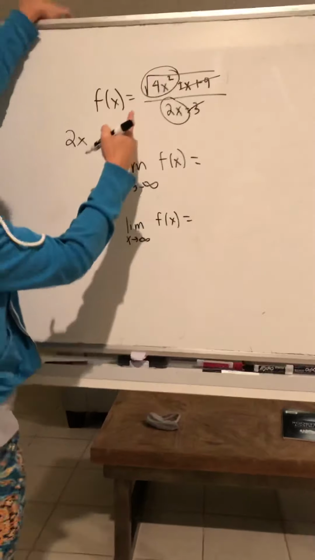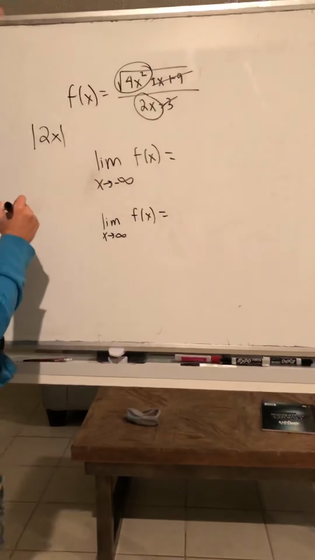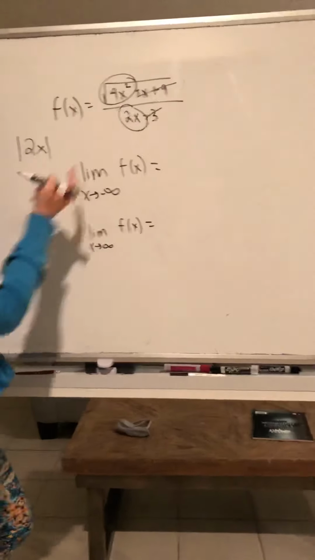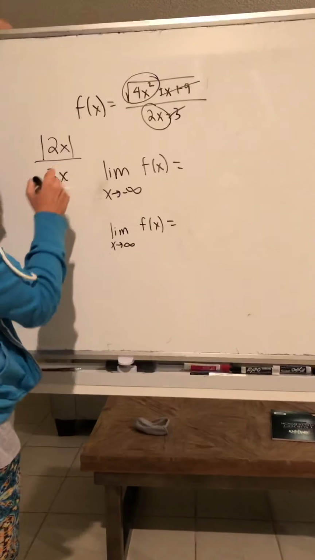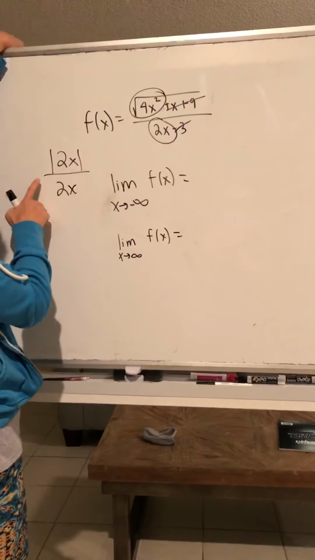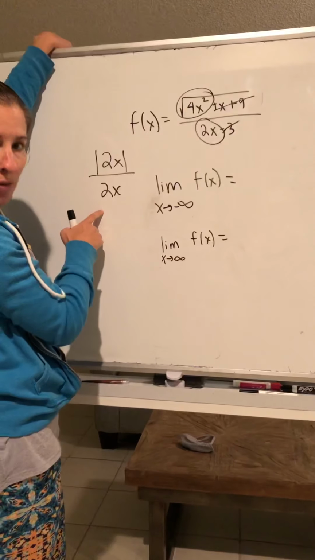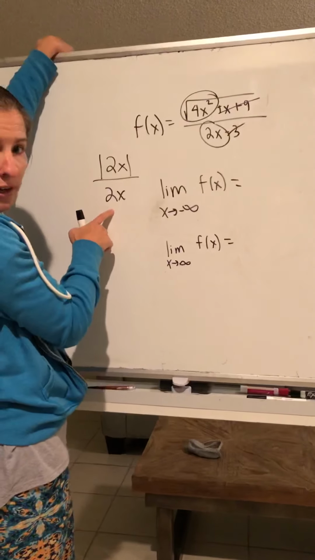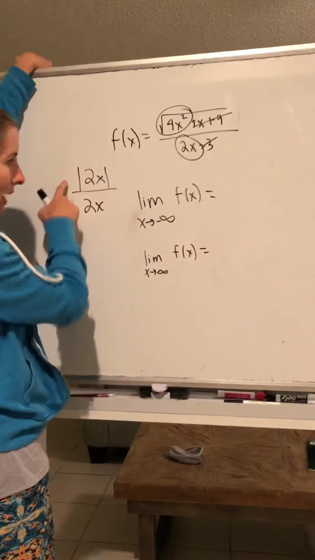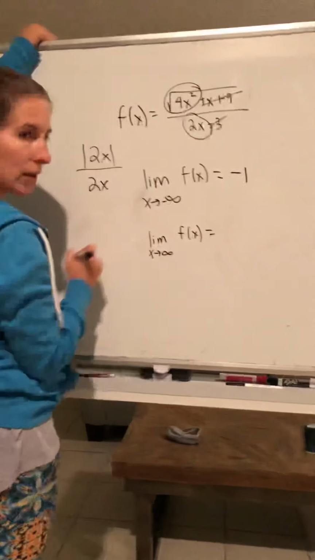But because it's a square root, it has to be positive, so I'm just going to put it in absolute values. And then the denominator is 2x. So as you plug in large negative numbers into this, the top will always be positive and the bottom will be negative. Because of that, this approaches -1.